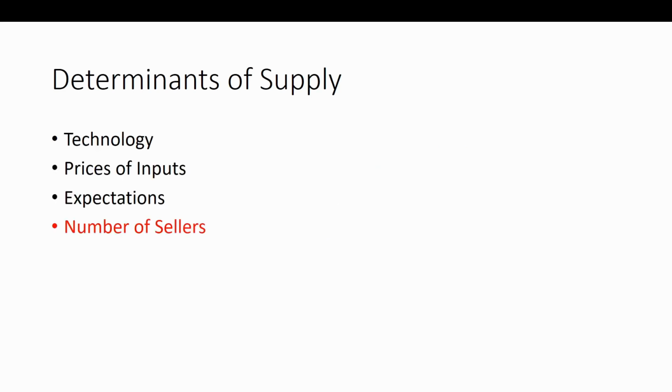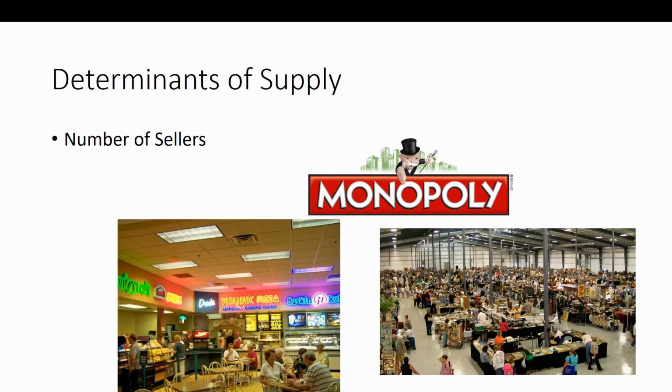The last determinant of supply is number of sellers. Just like number of buyers, the number of sellers is going to determine supply. If we have one seller, if we have a monopoly, they have complete control over supply. We'll have a lower supply than if we have multiple sellers.